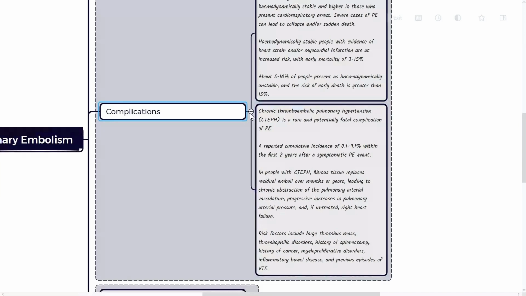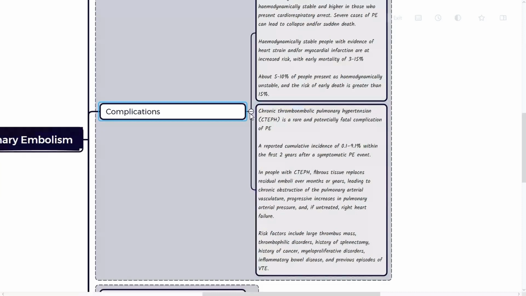Chronic thromboembolic pulmonary hypertension, CTEPH, is a rare and potentially fatal complication of PE. A reported cumulative incidence of 0.1 to 9.1% within the first 2 years after a symptomatic PE event. In people with CTEPH, fibrous tissue replaces residual emboli over months or years, leading to chronic obstruction of the pulmonary arterial vasculature, progressive increases in pulmonary arterial pressure, and, if untreated, right heart failure.